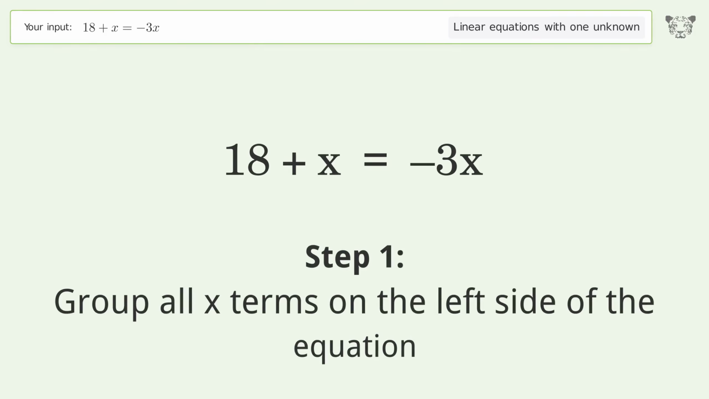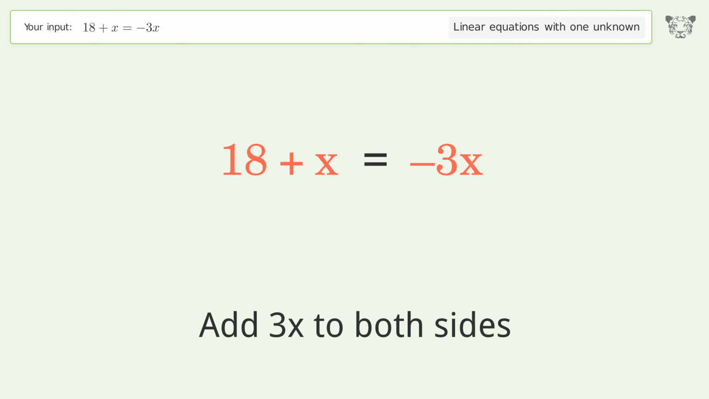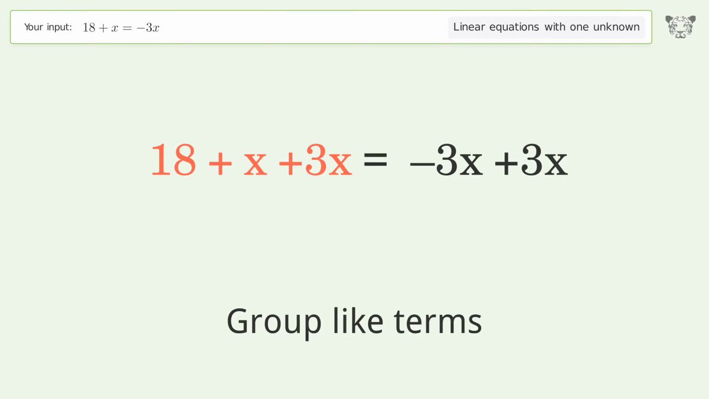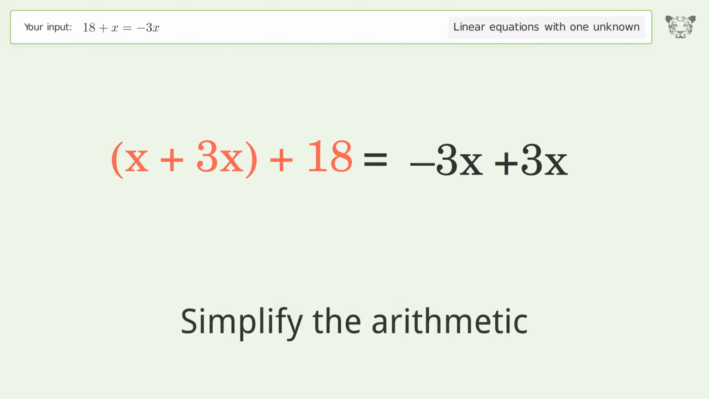Group all x terms on the left side of the equation. Add 3x to both sides. Group like terms. Simplify the arithmetic.